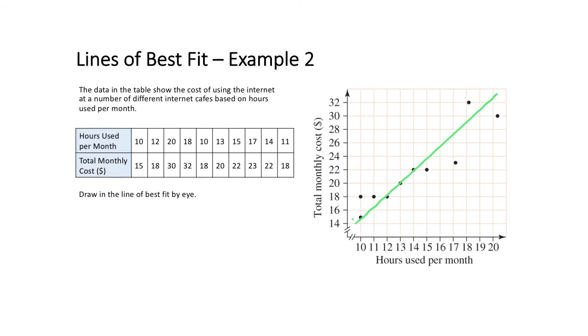So that's a couple of examples of how we add in a line of best fit into a scatter plot to draw in the linear relationship that is present. Obviously, if there's no relationship in the scatter plot, then we cannot add in our line of best fit.